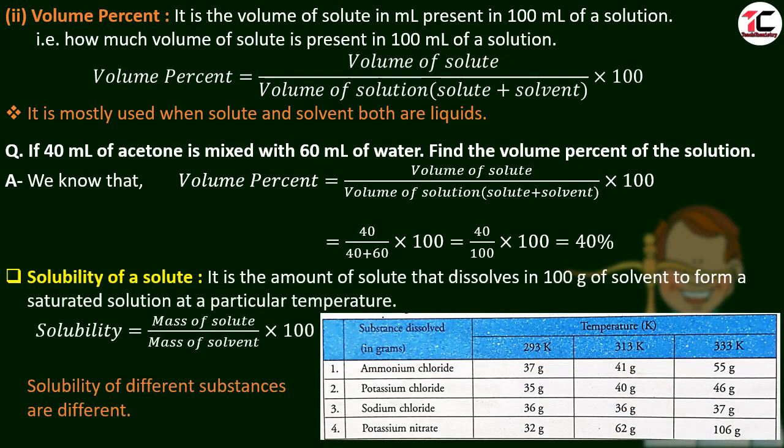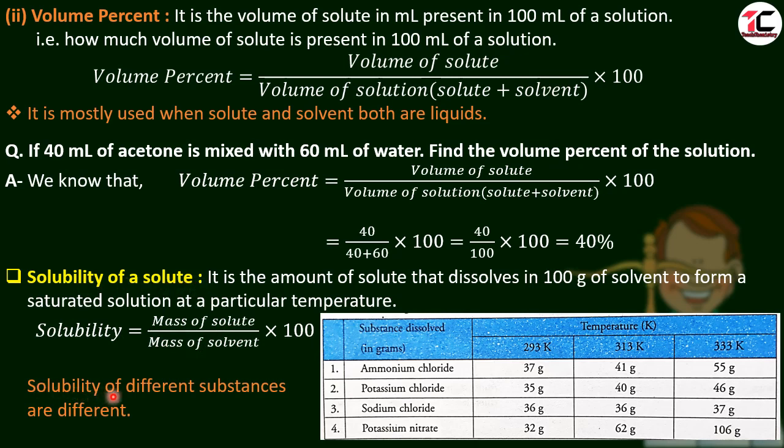Now the next topic is solubility of a solute. It is the amount of solute that dissolves in 100 gram of solvent to form a saturated solution at a particular temperature. That means how much of solute is dissolved in a fixed quantity of solvent, that is 100 gram, to form saturated solution at a particular temperature. Solubility is equal to mass of the solute divided by mass of the solvent into 100. That's why it is solubility of solute.